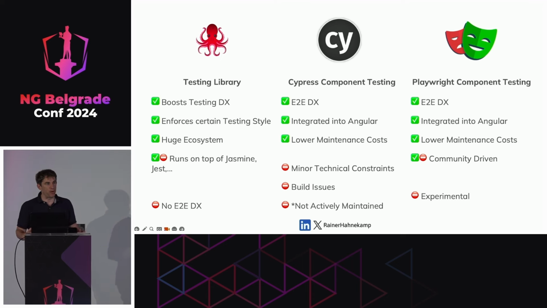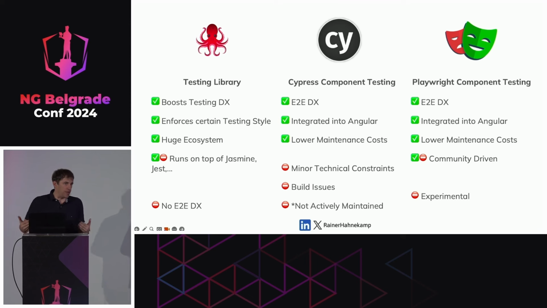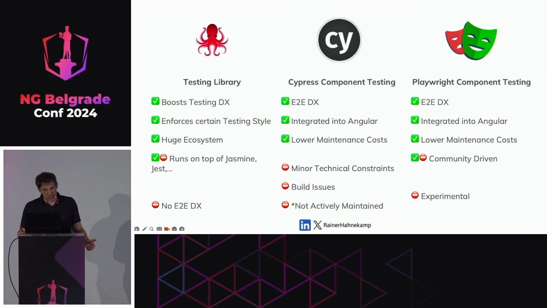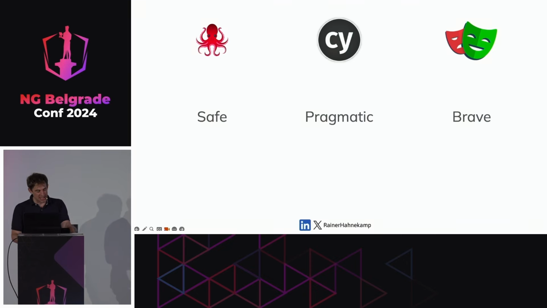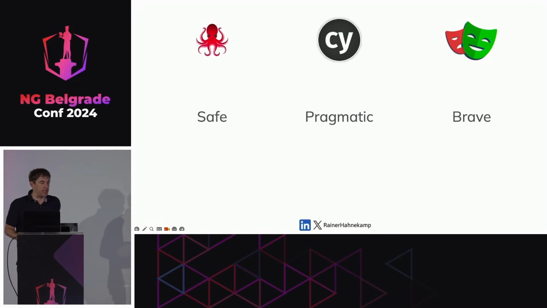Playwright sees component testing at the moment as experimental, and we will just see how in the future it will turn out. But yeah, looking at the current situation now, if we say Playwright component testing is almost there, Cypress component testing didn't get so much active maintenance. The last slide is, if you want to play it safe, then I would stick to testing library and not use maybe a component testing from end-to-end testing.